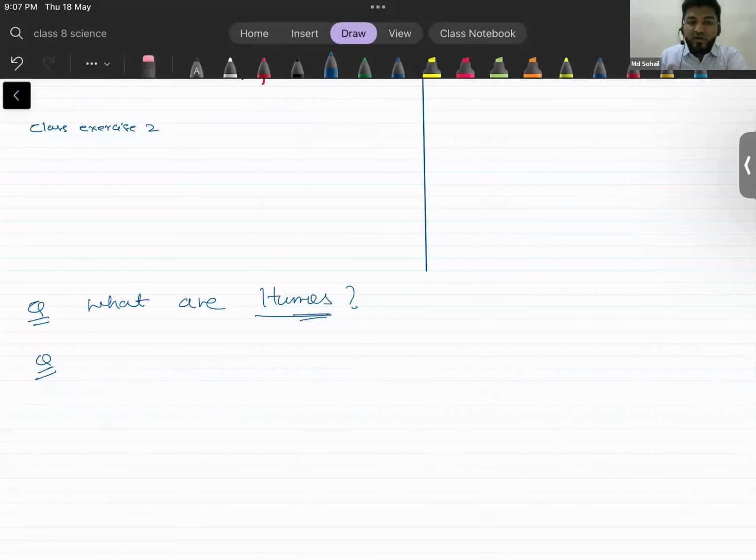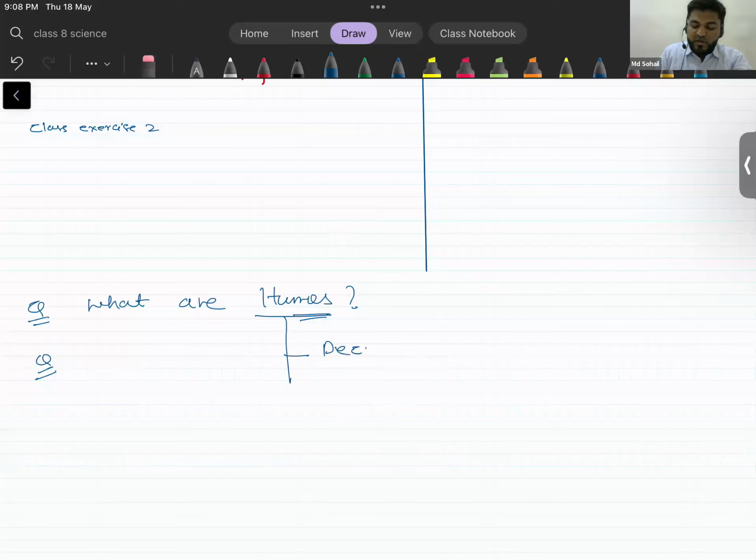Do tell me what are its components? Humus is formed when plants and animals decay. Very good. So humus is basically the decaying matter of plants and animals. What else? What about the bacteria, insects, and worms living inside the soil? Are they not part of humus? They also are part of humus, right?